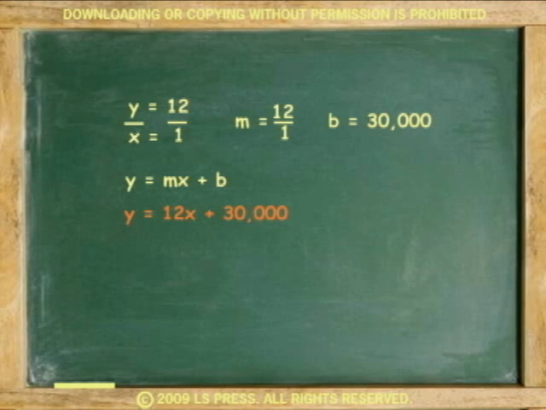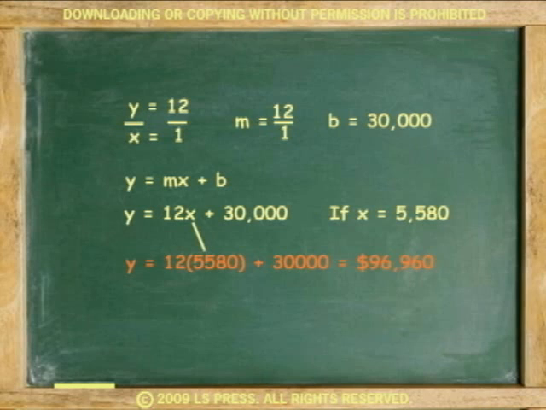For example, if she makes 5,580 shirts, it will cost her y equals 12 times 5,580 plus 30,000, or $96,960.